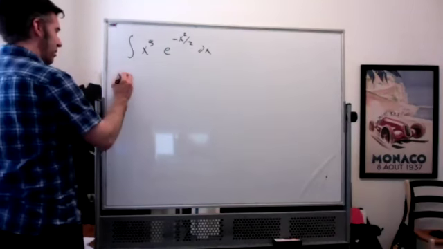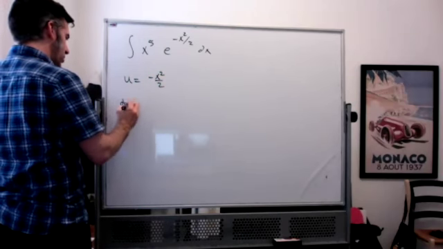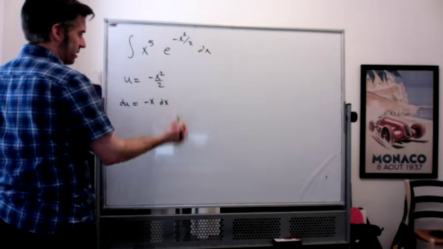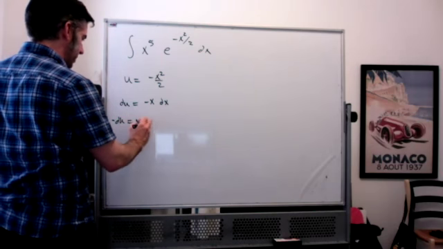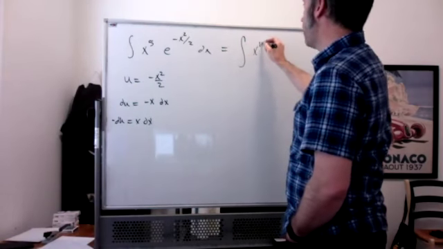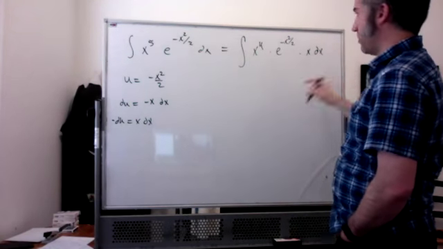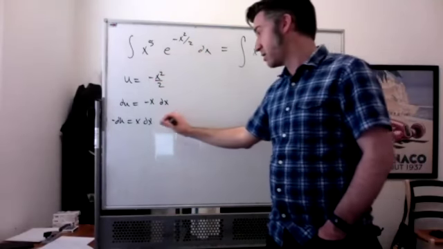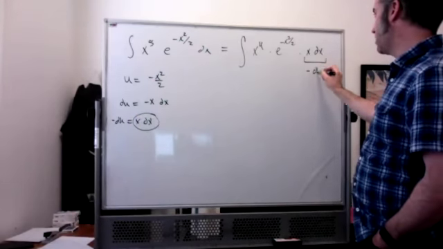I'm probably going to try a u sub. I'm going to let u equal negative x squared over 2. And then du is equal to negative 2x over 2, so negative x dx. So negative du equals x dx. And I can write this as the integral of x to the 4th times e to the negative x squared over 2 times x dx, right? My x to the 4th times x is my x to the 5th. And the reason I broke off an x was I would have x dx. So that right there is my negative du.